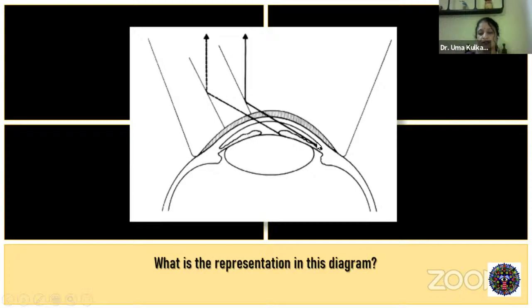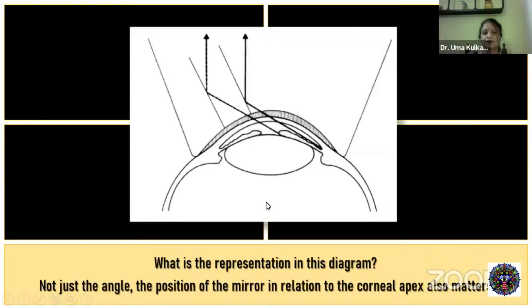So if the mirror is closer to the center, you are able to see even these structures which are hidden. If your mirror is here, you are not able to see them. So it represents that not just the angle, but the position of the mirror in relation to the corneal apex also matters in visualizing. So you can do some manipulation when you are not able to see the angle structures. You could do some manipulation on the ocular surface, shift the gonio lens a little to the side, to a little center, and then you will be able to see this.